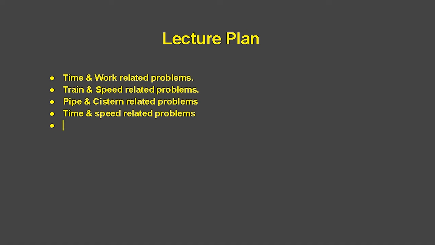Then comes our fifth topic, which is profit and loss related problems. And we know that this kind of problem is the most important in bank exams. Then we have seen many problems on upstream and downstream speed of a boat. So our next topic will be boat and current related problems.